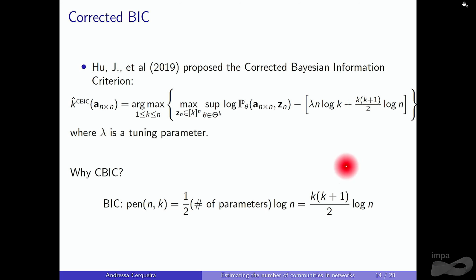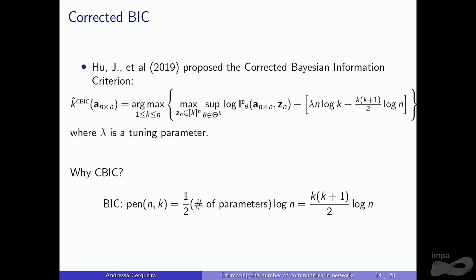This penalty term is of order k squared log n, plus a term that increases with n, right? So the previous one is n log n, and this one is n plus something like log n, so it's almost log n, almost n, right?